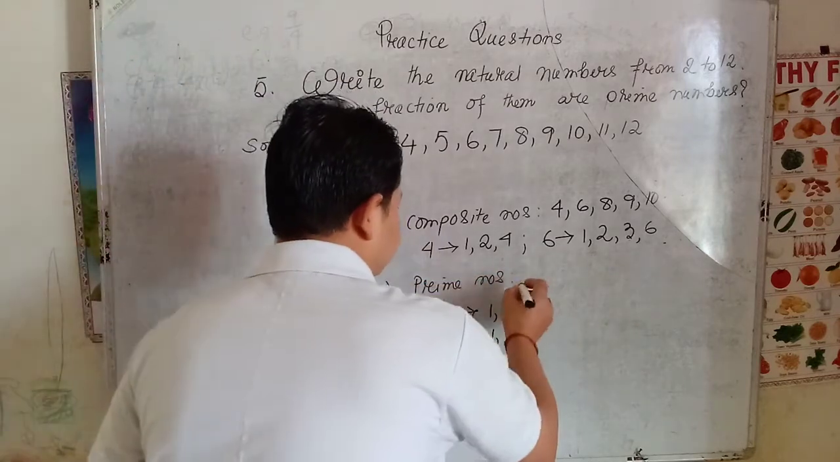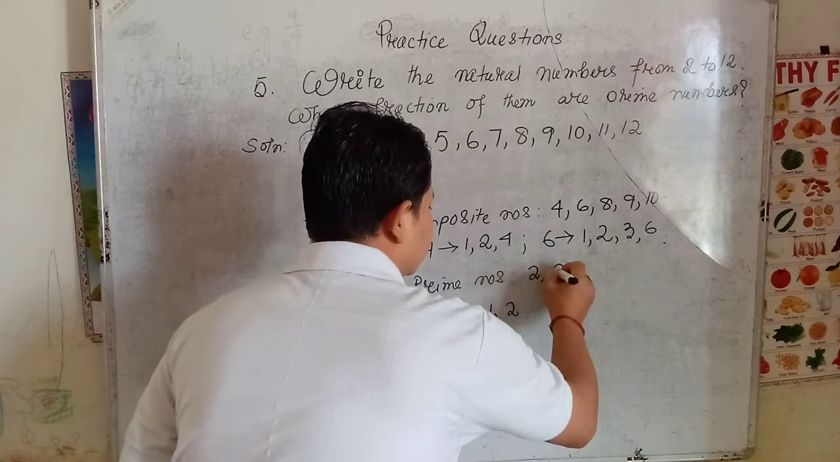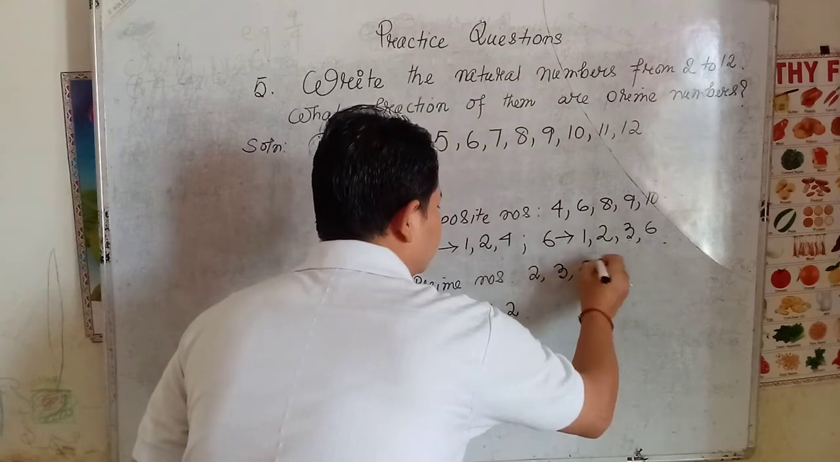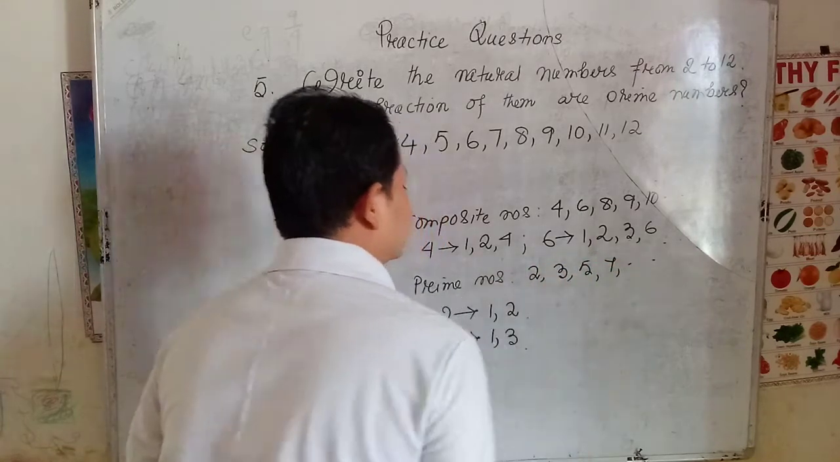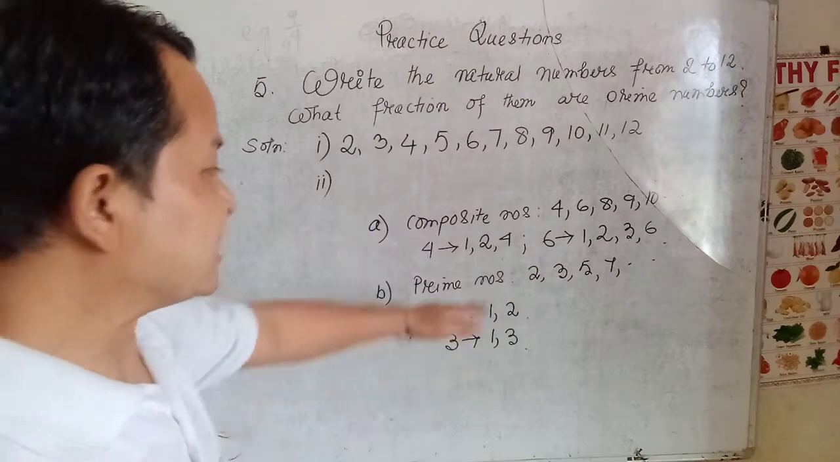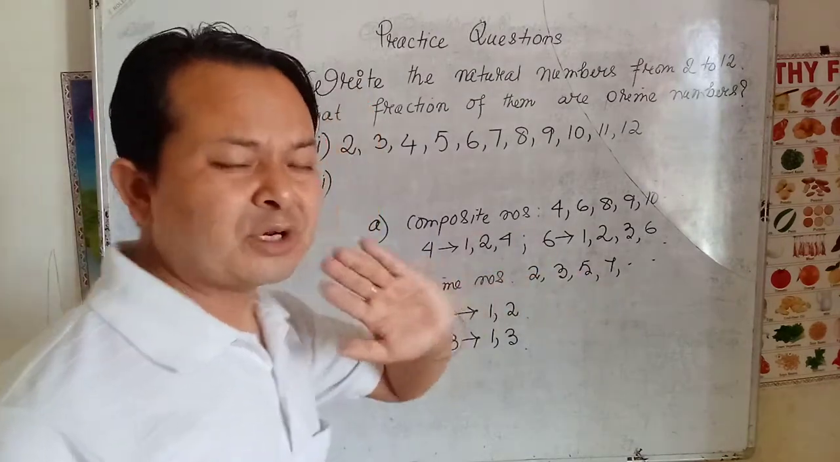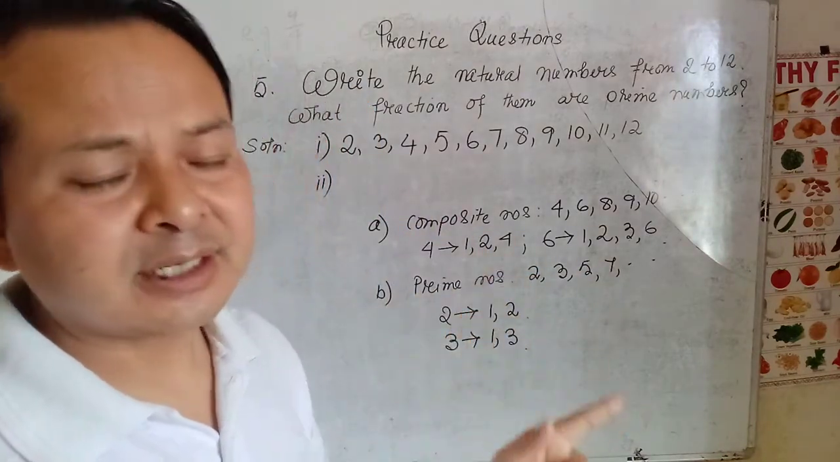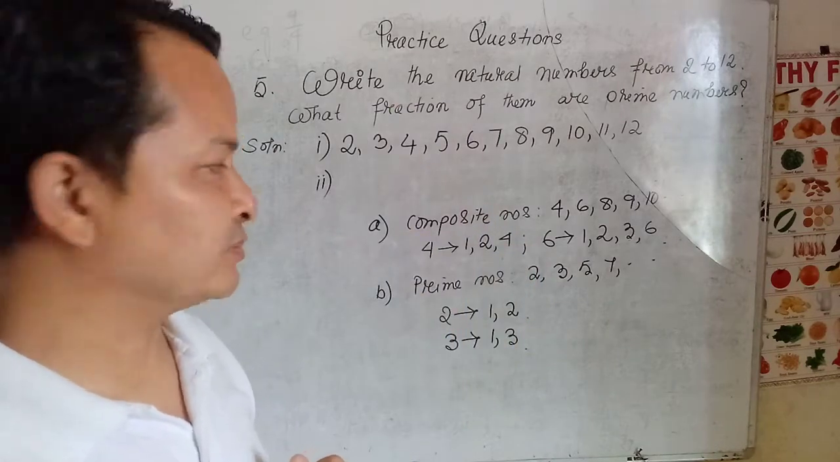Let us write down. 2 is a prime number, 3 is a prime number, 5 is a prime number, 7 is a prime number, like this. Okay, these numbers have only 2 factors, 1 and the number itself.